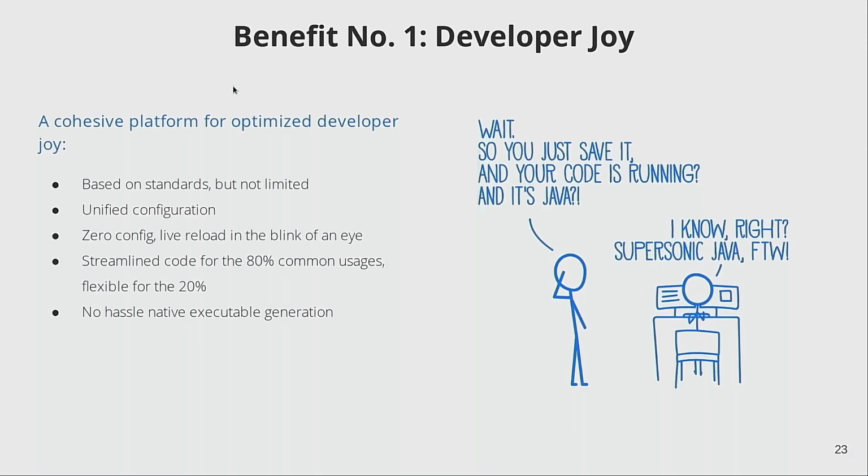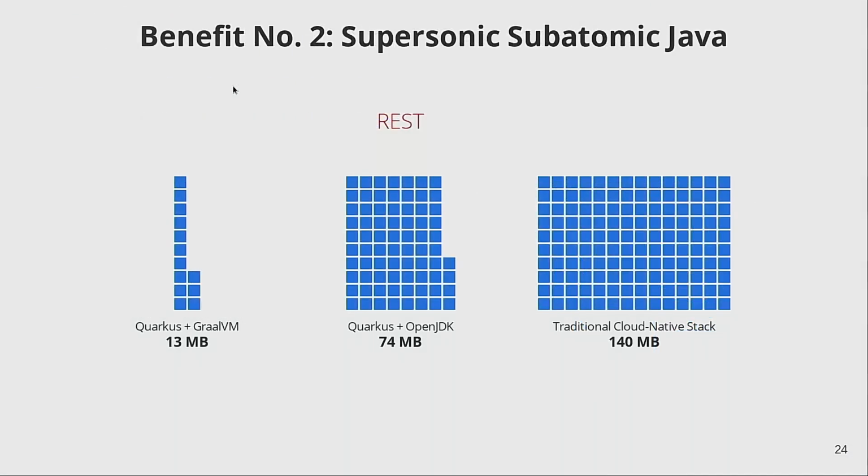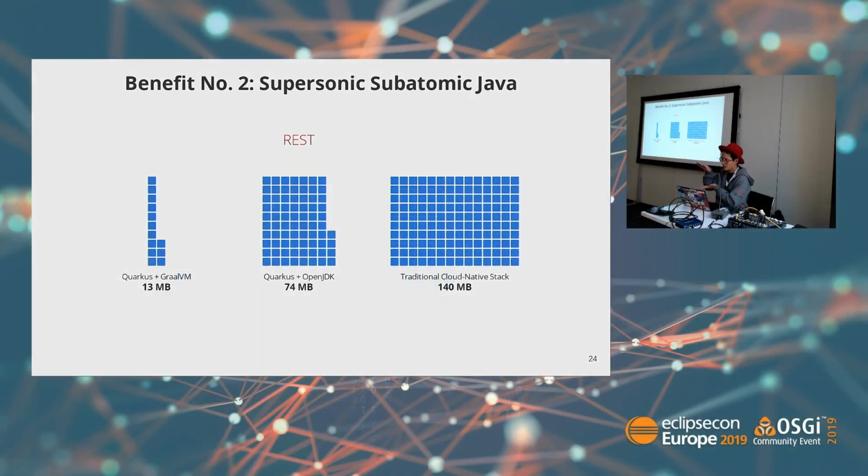So the second thing is what I call the native compilation. The idea is to make a very tiny binary that will run on a very tiny container and takes very little memory. There are several options: the traditional cloud native stack, which is quite big; there is the way to run Quarkus on a classic JVM; and the last one is to compile your Quarkus application into a very tiny binary.